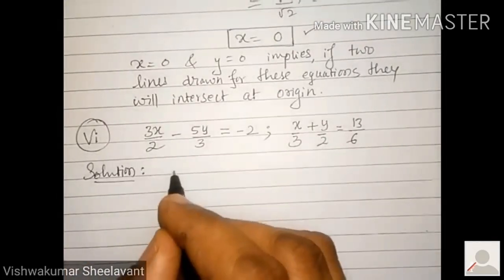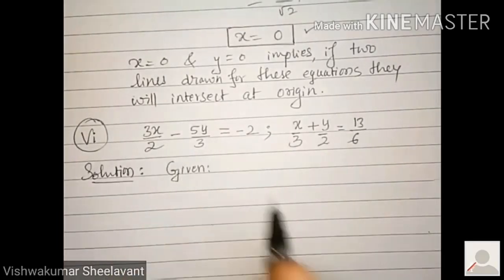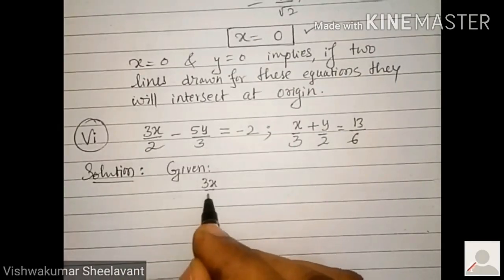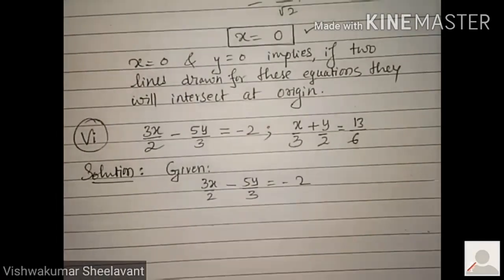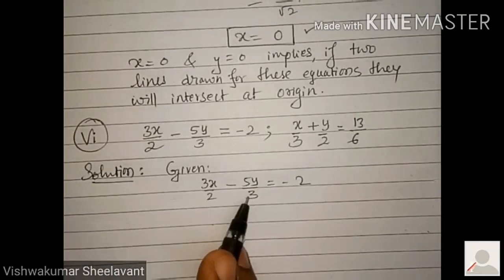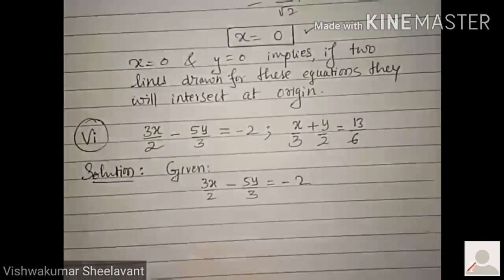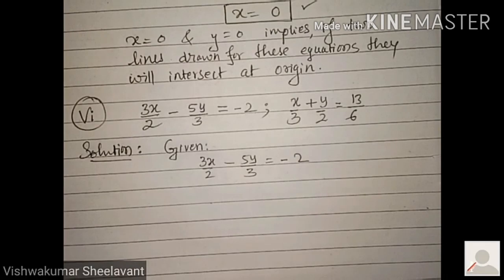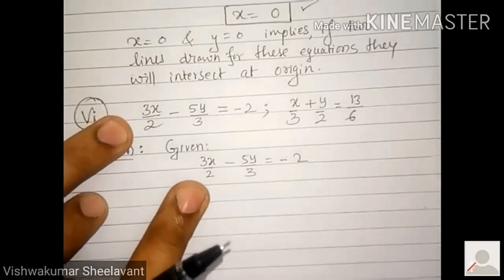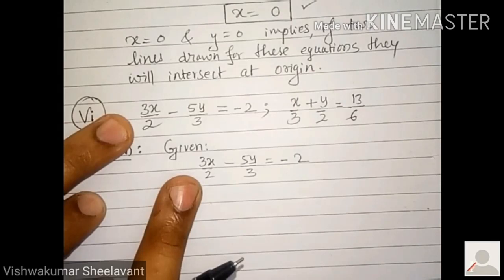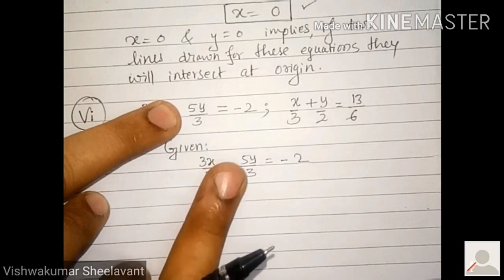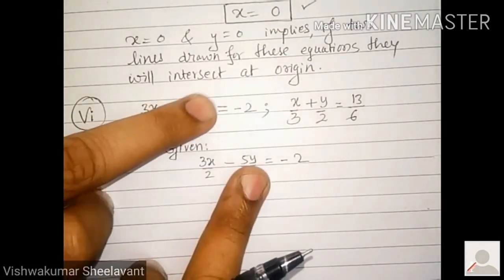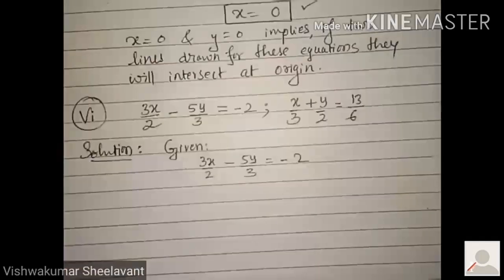Solution, always you write the given equations. 3x by 2 minus 5y by 3 equal to minus 2. And you have to recheck all the signs and coefficients. There may be a mistake. To overcome that, you have to always recheck by comparing one by one like this. Here it is 3x by 2. Here also it is 3x by 2. Here it is minus, I have also written minus 5y by 3. It is also 5y by 3. Then equal to minus 2, minus 2. That means we have written correctly.